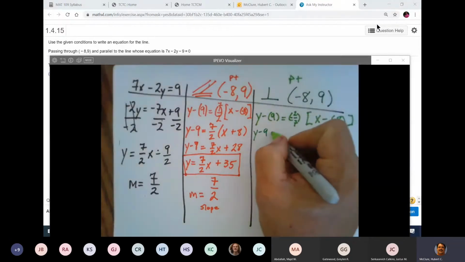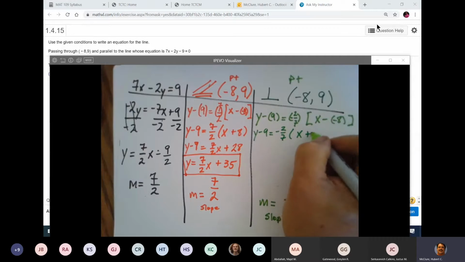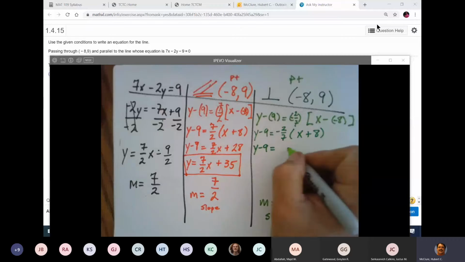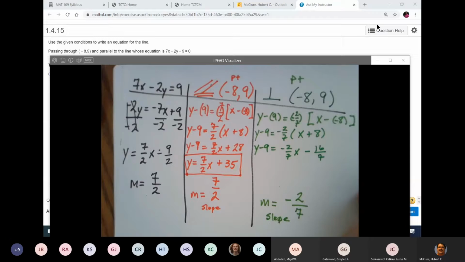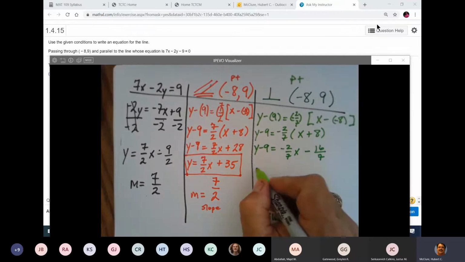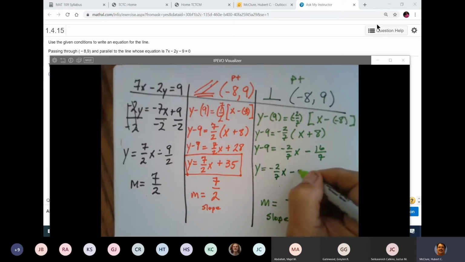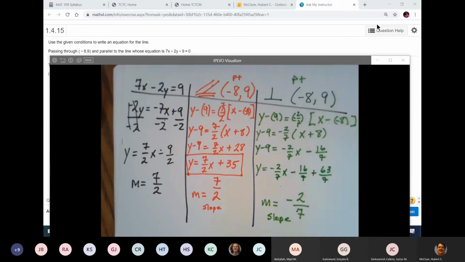Y minus 9 is equal to -2/7 times x plus 8. Y minus 9 is equal to -2/7 x minus 16/7. Of course, by now you should have quit because you've got 2 fractions now. So most of you will probably quit. And y is equal to -2/7 x minus 16/7 plus 63/7.